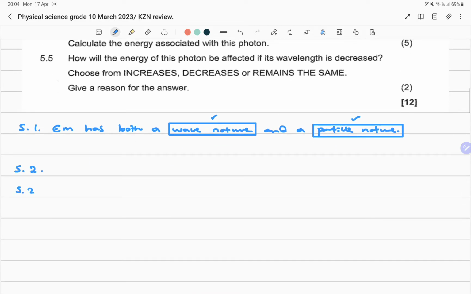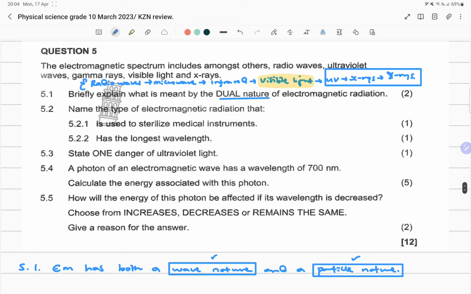So we've got 5.2.1. It says: now name the type of electromagnetic radiation that is used to sterilize medical instruments. Okay.